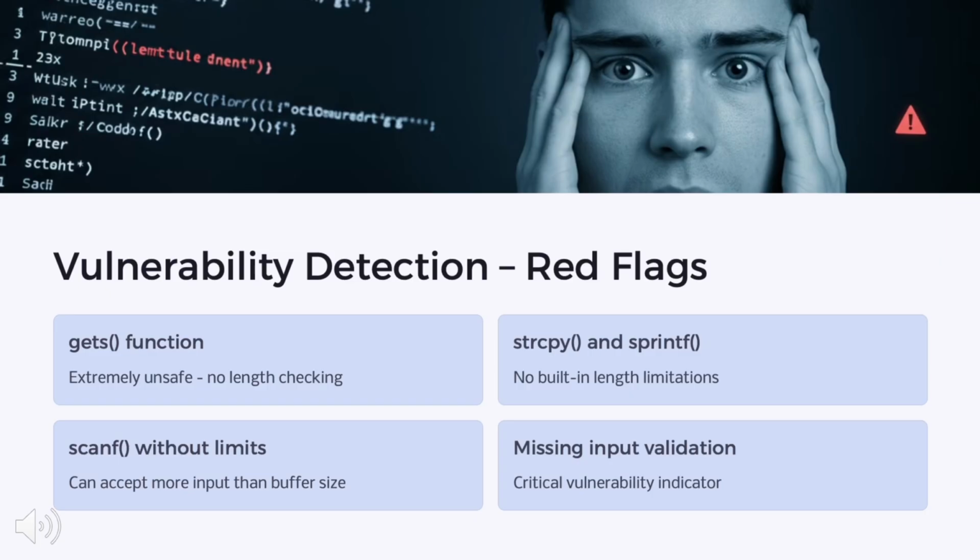The most obvious warning signs are unsafe functions like gets, strcpy, or scanf, without length limits. These functions allow unbounded input, making them ideal for triggering overflows. In real code, you should treat these functions as security risks unless carefully controlled.